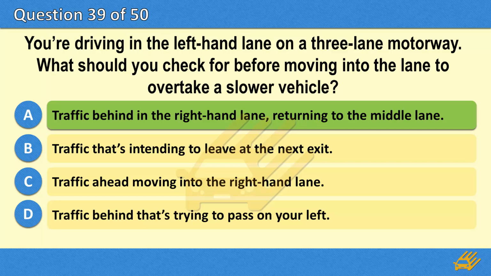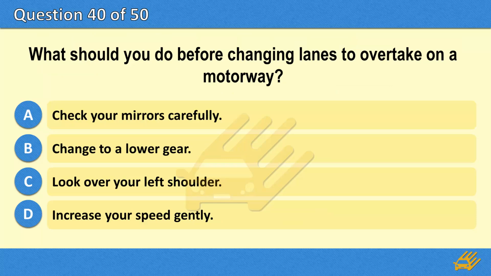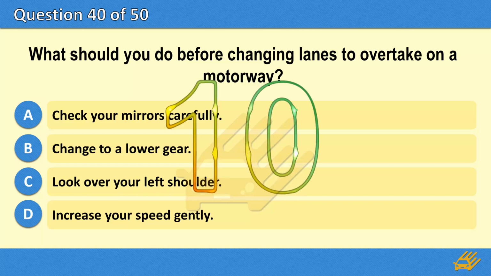The correct answer is A. Traffic behind in the right-hand lane, returning to the middle lane. What should you do before changing lanes to overtake on a motorway? A. Check your mirrors carefully. B. Change to a lower gear. C. Look over your left shoulder. D. Increase your speed gently.